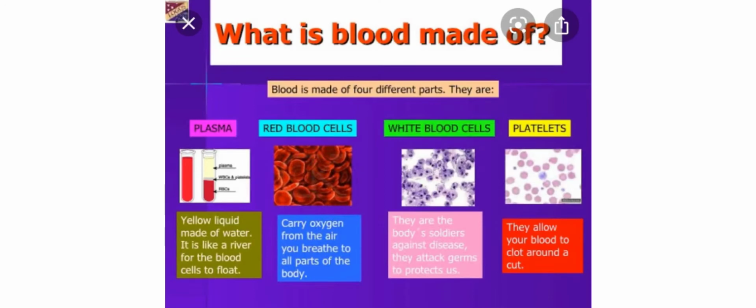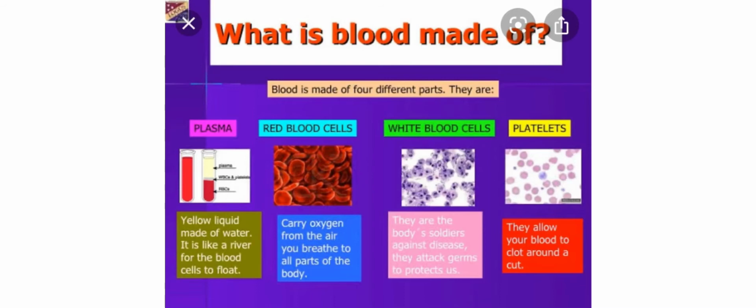First of all, what is blood? Students, you have already studied in 9th standard. Blood is a fluid connective tissue. And what is it made up of? It is made up of plasma, red blood cells, white blood cells and platelets. So these are the components of the blood.